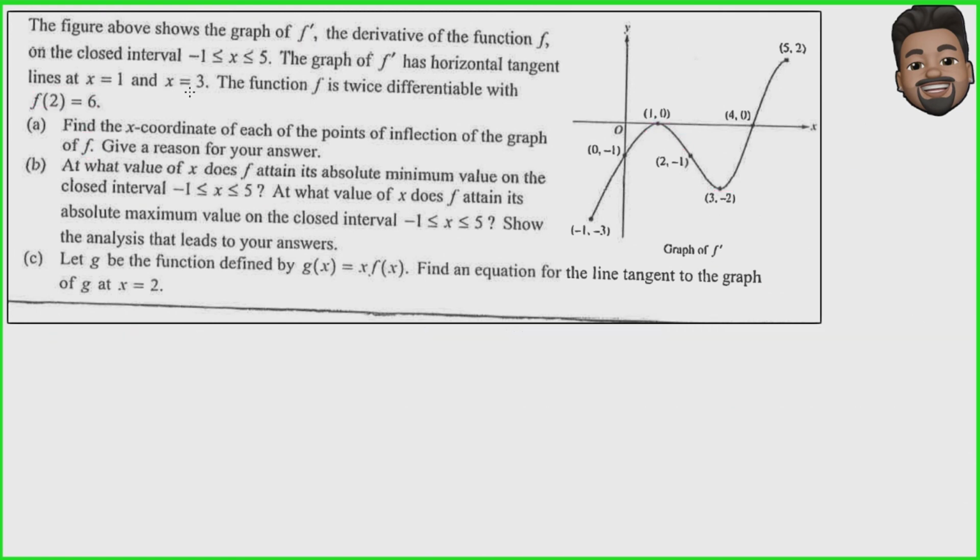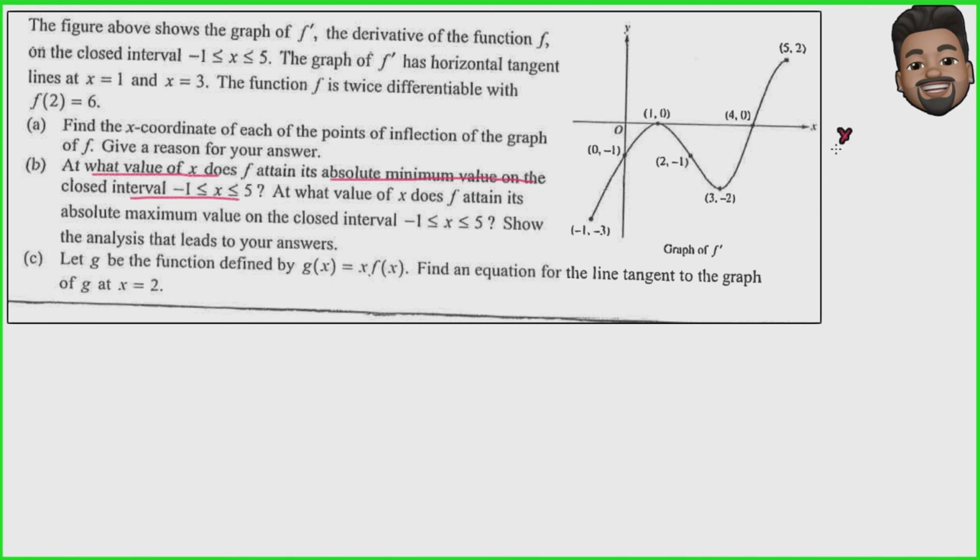Moving on to part B, the figure above shows the graph of F prime, the derivative of it. Oh yeah, sorry. Right here. At what values of x does f attain an absolute minimum value on the closed interval? At what values of x does f attain its absolute maximum value? Show the analysis that leads to your answer. Holy crap, that's asking for a lot. It's asking for the biggest y value and the smallest y value.